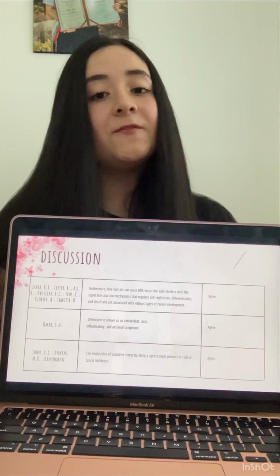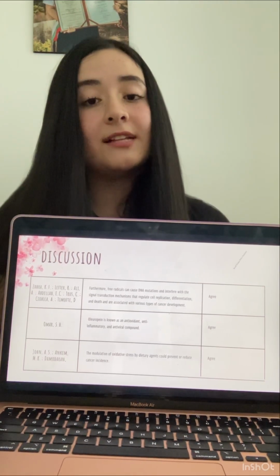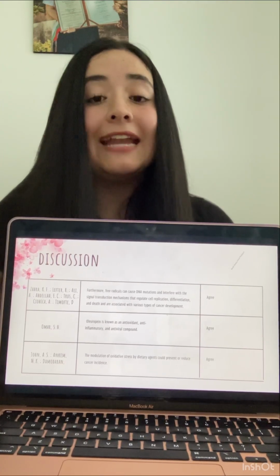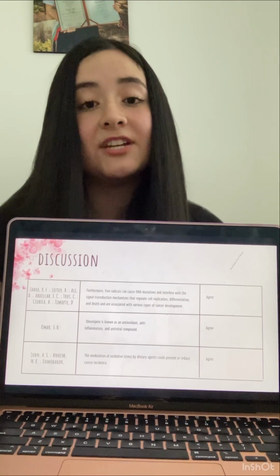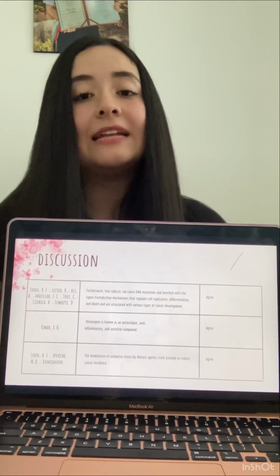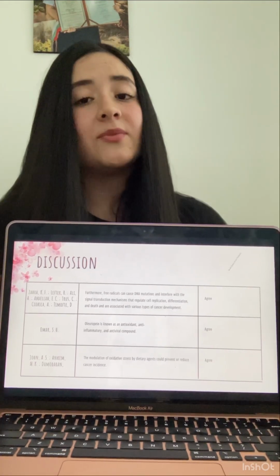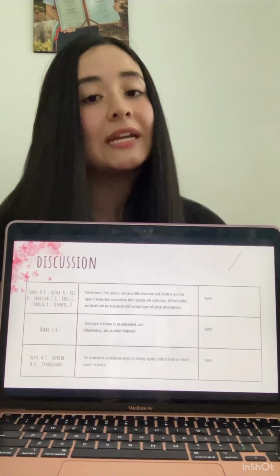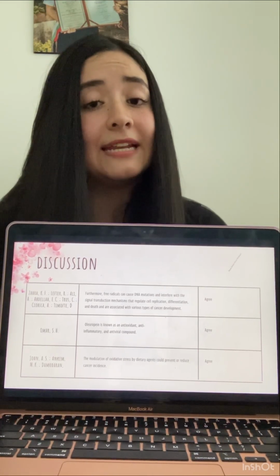In the discussion, first we have three authors, and they deduce that furthermore free radicals can cause DNA mutations and interfere with the signal transduction mechanism that regulates replication and differentiation, and that are associated with various types of cancer development. Both studies are related because the development of cancer can be marked by the presence of free radicals and their ability to mutate DNA.